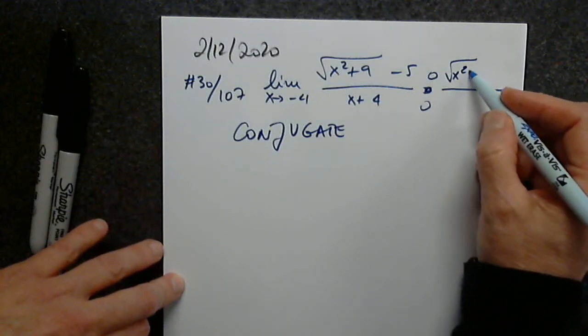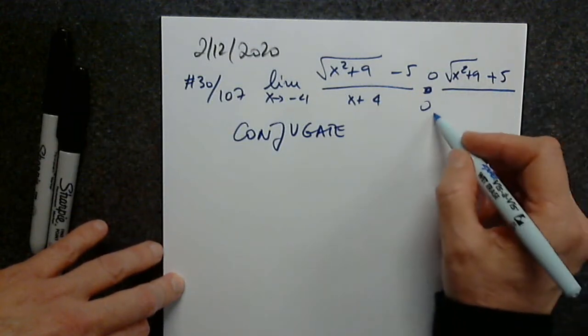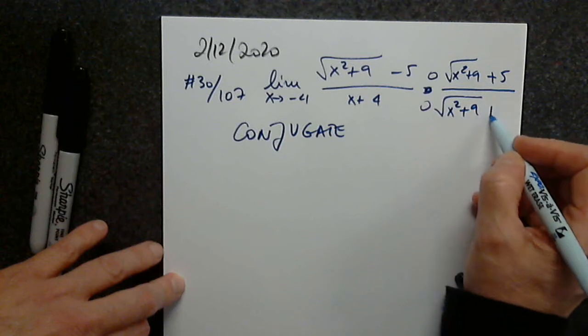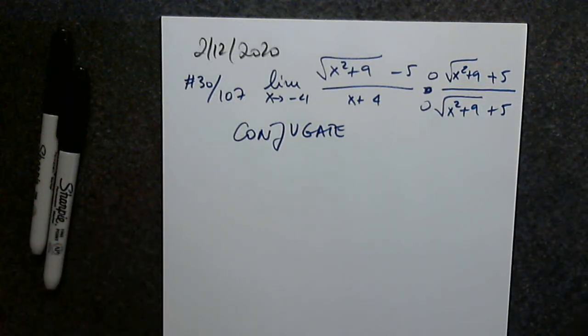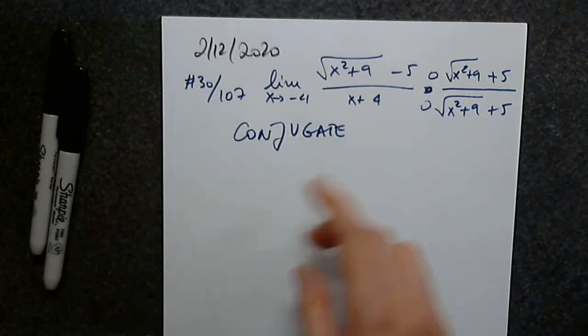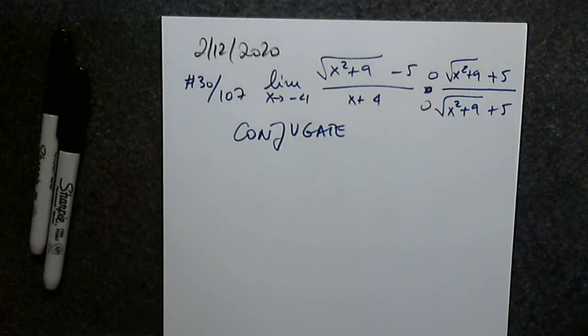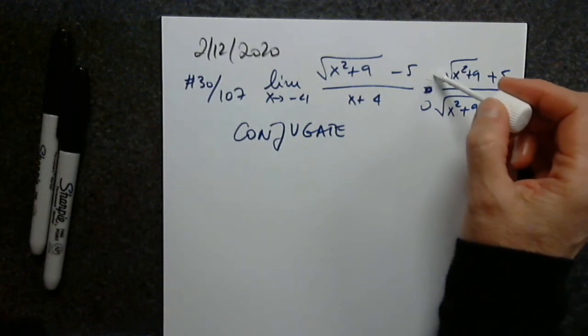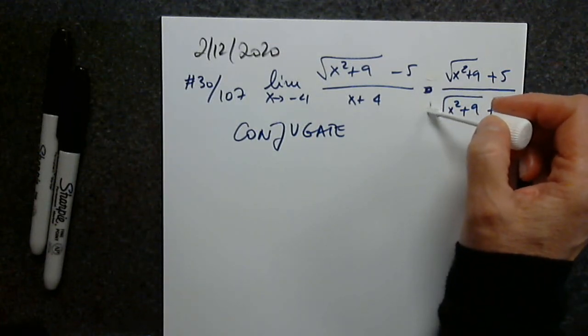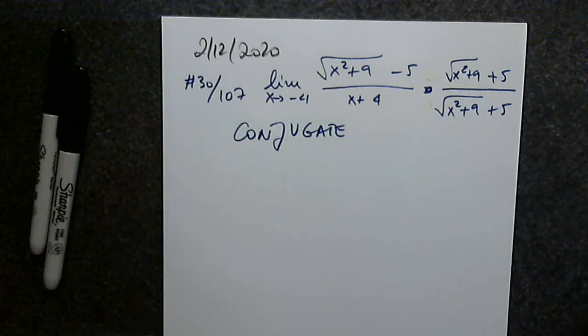So the square root of x squared plus 9 plus 5, and the square root of x squared plus 9 plus 5. I should have copied the problem one more time because I don't want you to see the 0 over 0 over here and just get confused. So I'm going to white it out because I changed the equal symbol into a product, so that doesn't have a place in there.